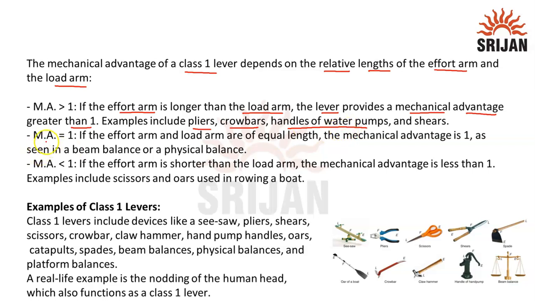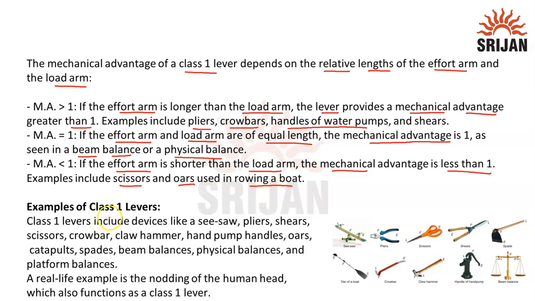Number 2 is that mechanical advantage is equal to 1, and this condition will be met when effort arm and load arm are of equal length. In that case, mechanical advantage will be 1, as seen in a beam balance or a physical balance. Last is the mechanical advantage less than 1. When effort arm is shorter than the load arm, the mechanical advantage is lesser than 1. Examples are scissors and oars used in rowing a boat.